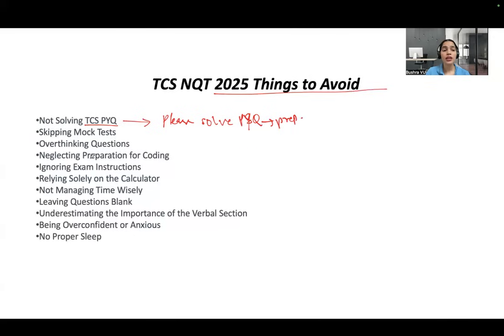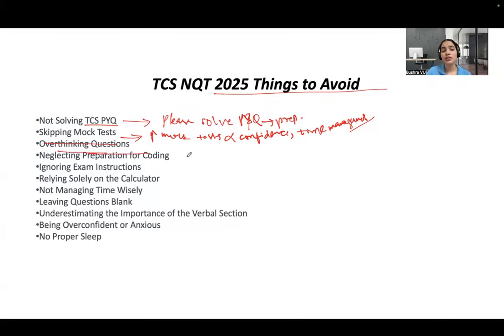Okay. Skipping mock tests. This is something that you should never do. Do not skip giving your mock tests. More number of mock tests is proportional to your confidence, your time management. This will help you boost your confidence, boost your time management skills.